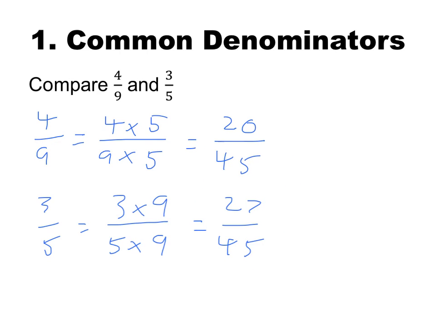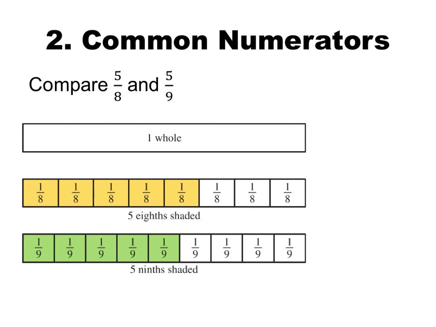They have common denominators. Obviously 27 is bigger than 20, so this fraction here is bigger than that fraction, which means that 3/5 is going to be bigger than 4/9, and so 3/5 is the bigger fraction. So using the technique we talked about earlier, we can always get common denominators and use that method to compare fractions. Now our next technique is common numerators.